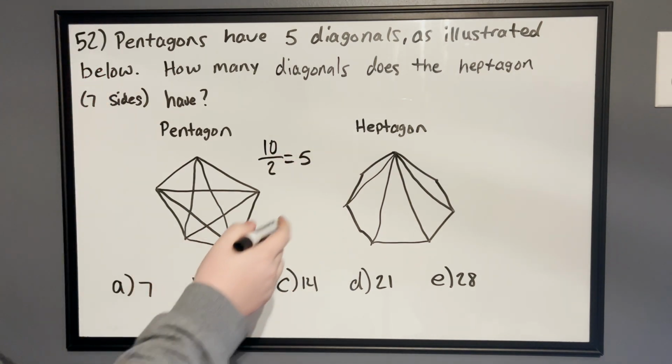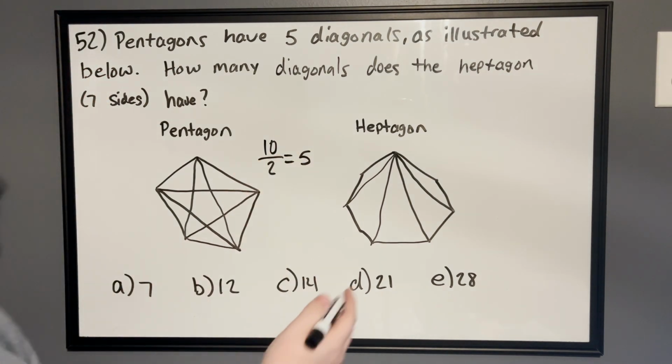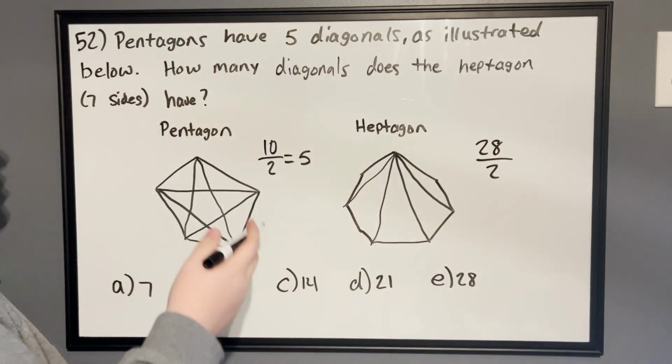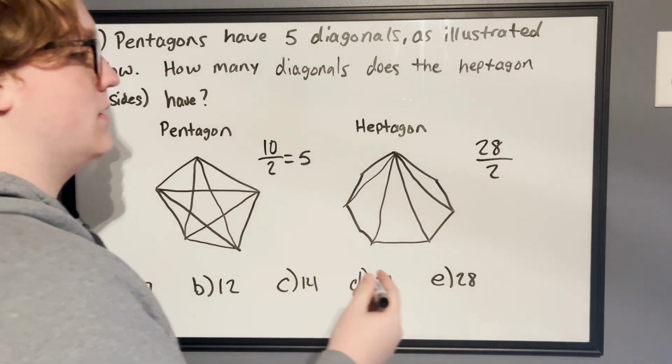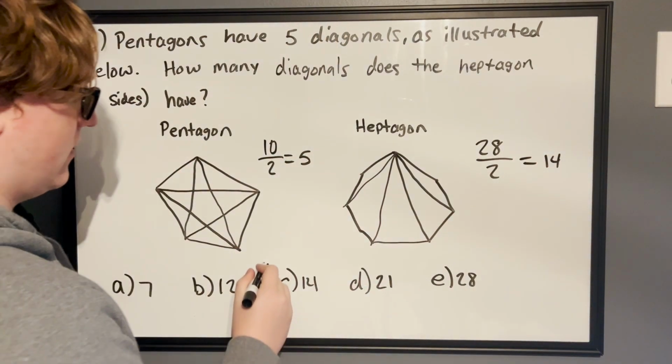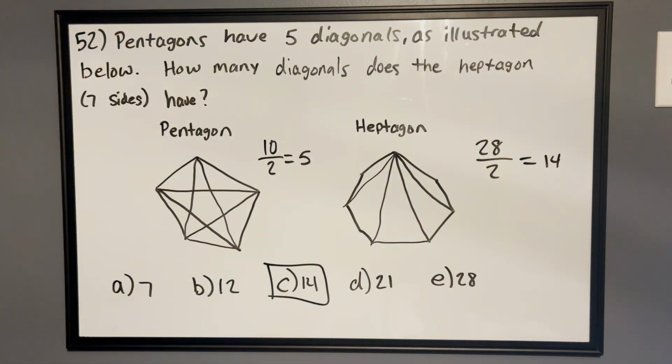Well, in this case, because we have 4 for every corner, we're going to have 28 total lines, but we divide by 2 because half of them are going to be shared, and we'll end up with 14. So that means that a heptagon is going to have 14 diagonals. So that's it for question 52. Let's move on to 53.